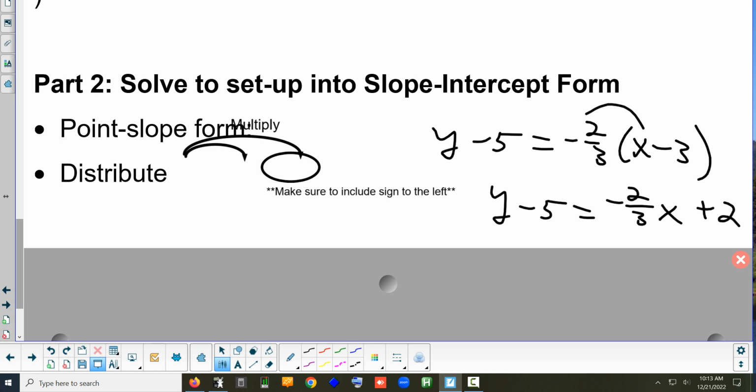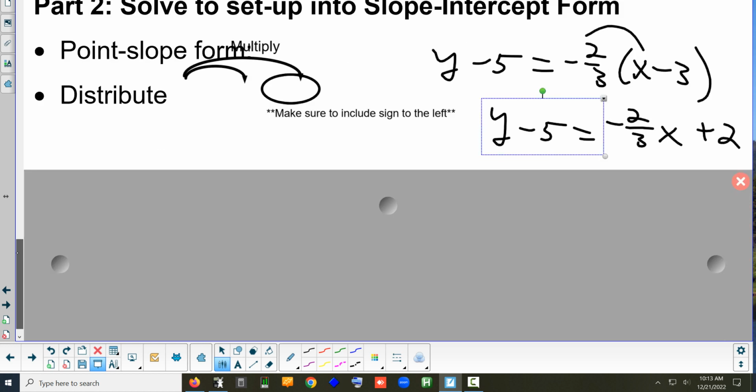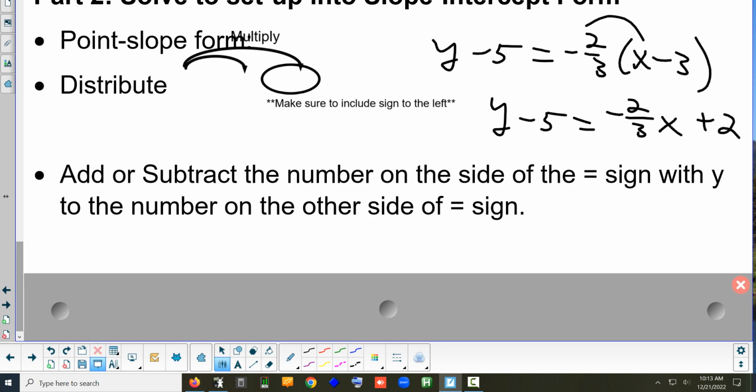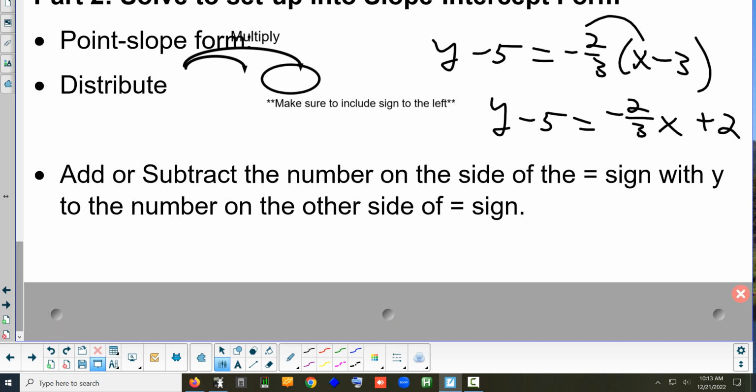Now, is this y equals mx plus b after I do the distribute? What do you think, Matt? No, what do I still have to do? Yeah, I still have to add or subtract the number with the y to the other side. So I think you really only needed 2 bullets under part 2, but you had 3. So you got a little bit extra space.